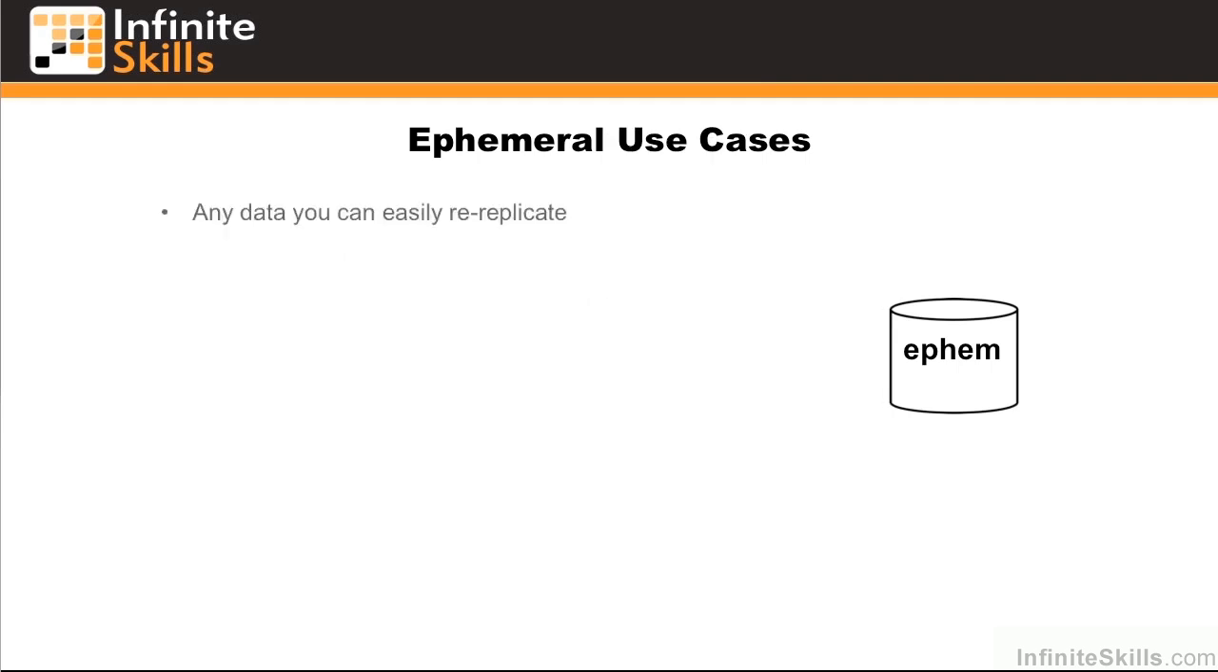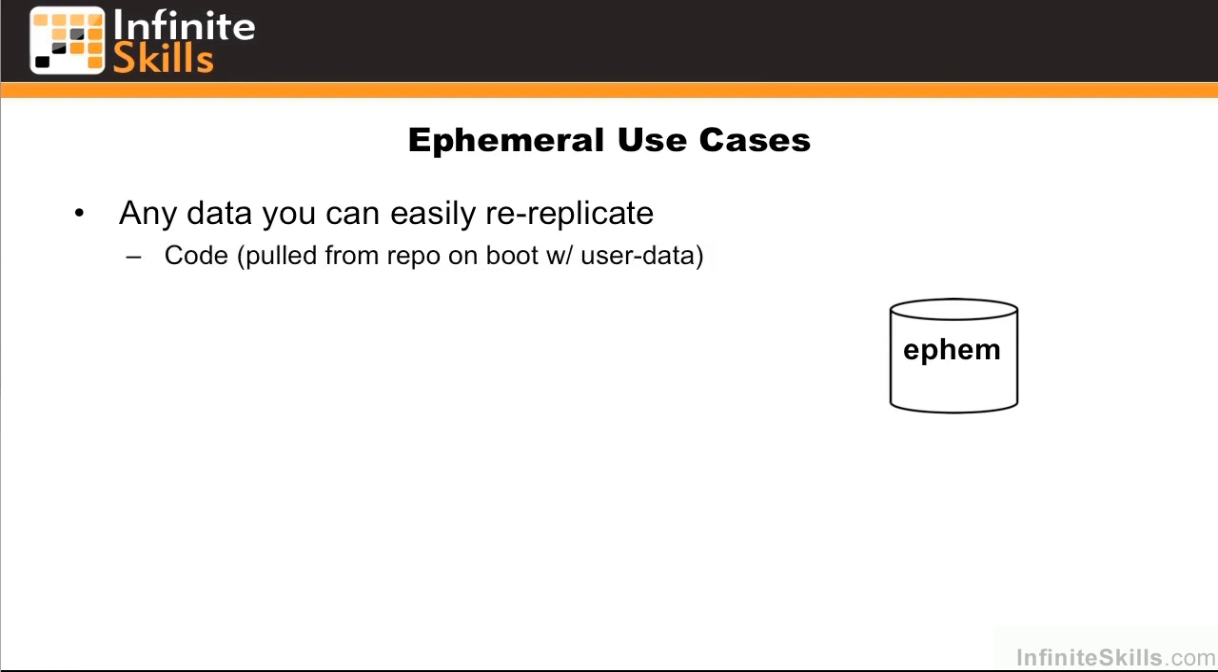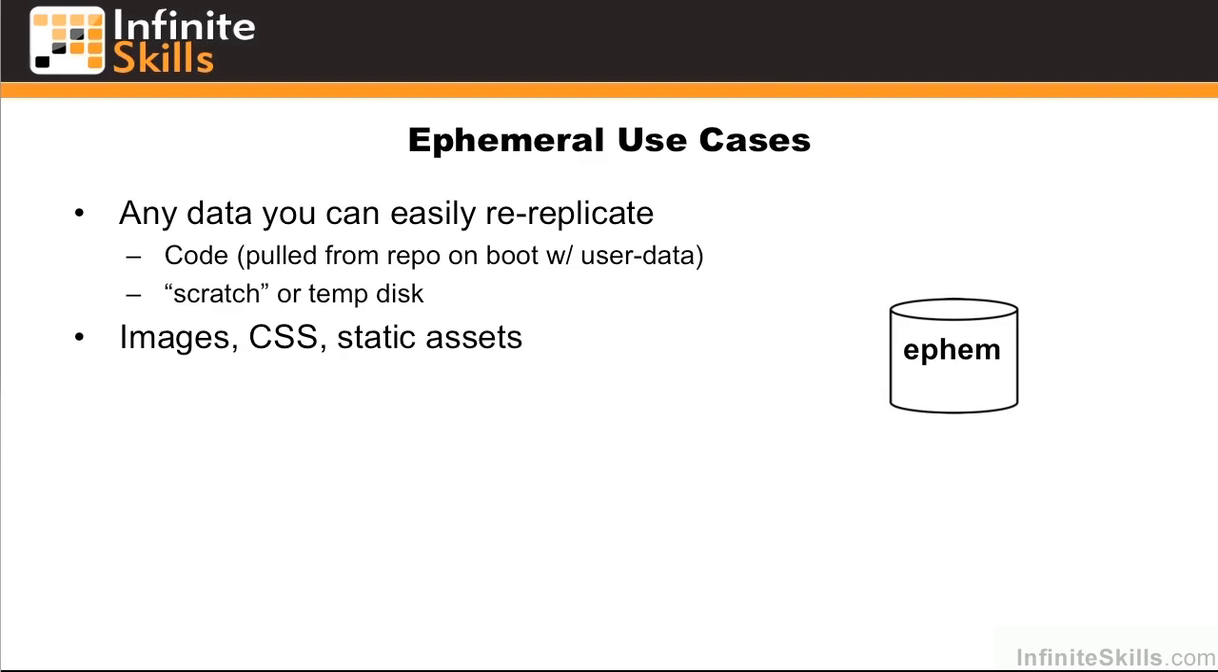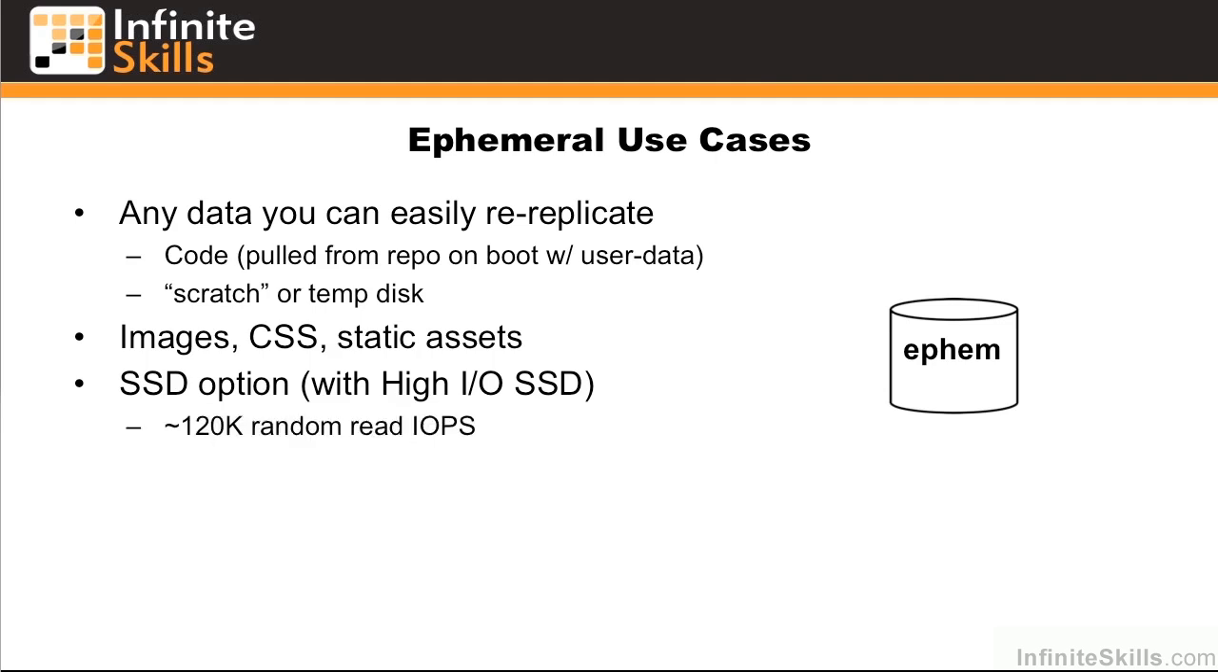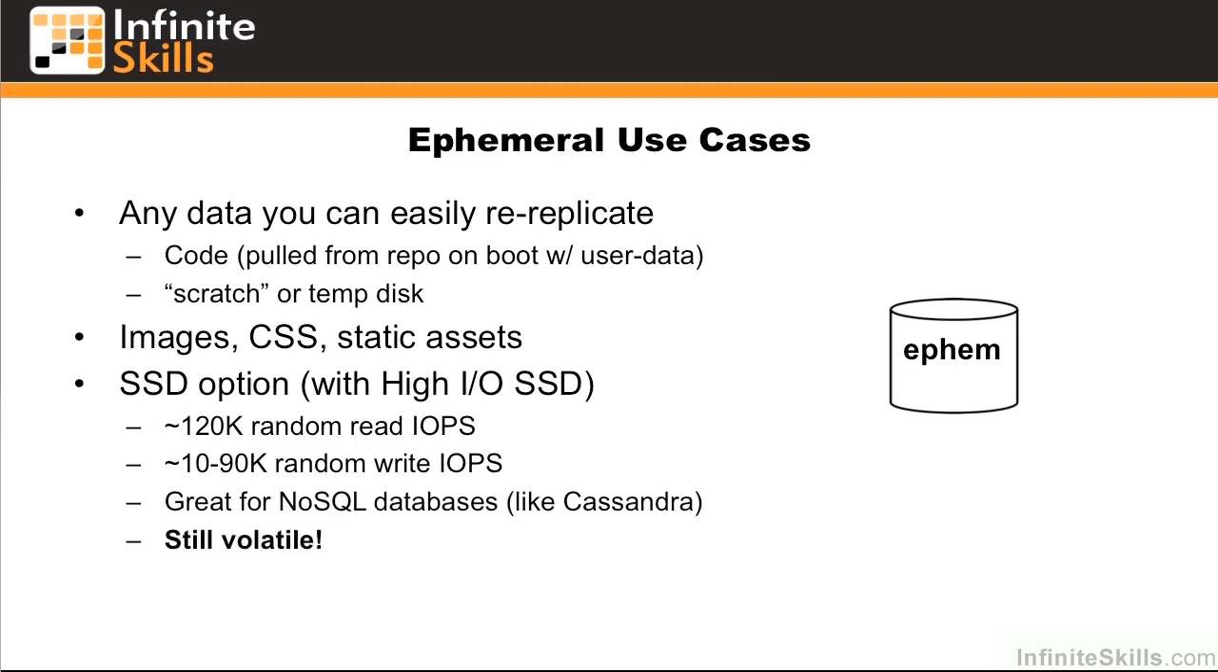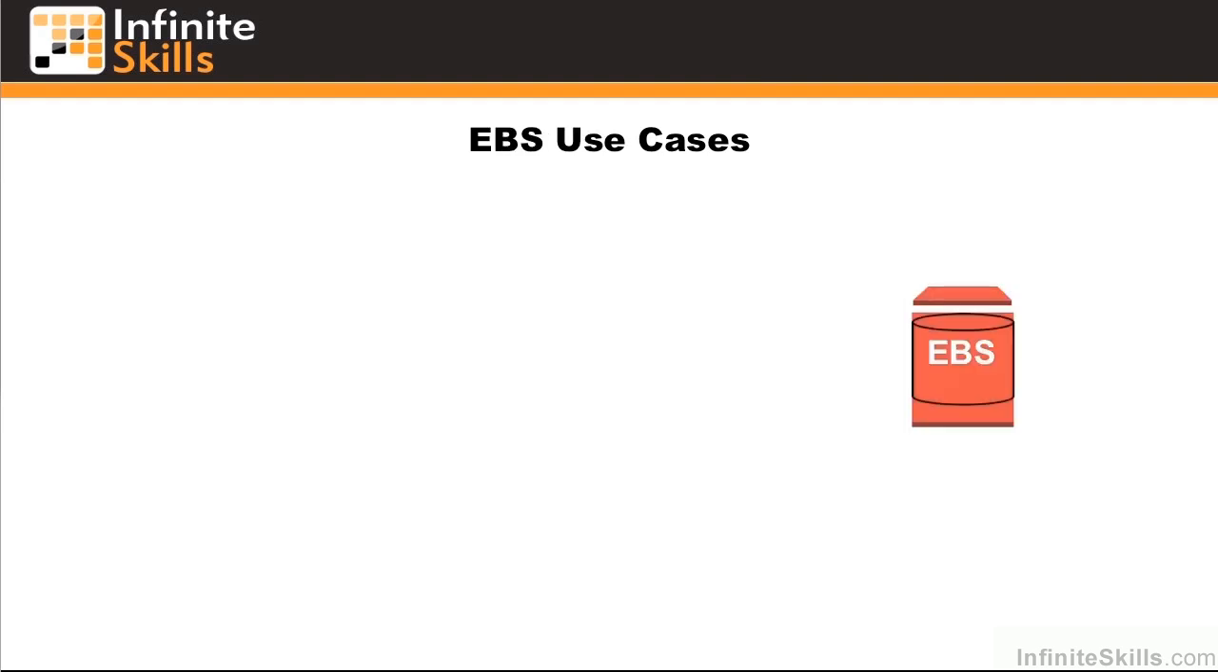Let's look at some of the use cases. Basically, any data that you can easily re-replicate, such as code which can be pulled from your repo on boot or with user data, such as a scratch or temporary disk. Images, CSS, and static assets may be a good choice, but you typically want to use S3 there. And ephemeral also comes with an SSD option in the high I/O instances. Many folks use this for NoSQL databases. You can get up to 120,000 random read IOPS and about 10 to 90,000 random write IOPS. It is, however, still volatile. If you need to store this data permanently, you need to take care of that inside of your NoSQL cluster.